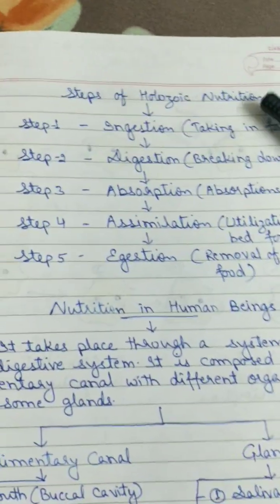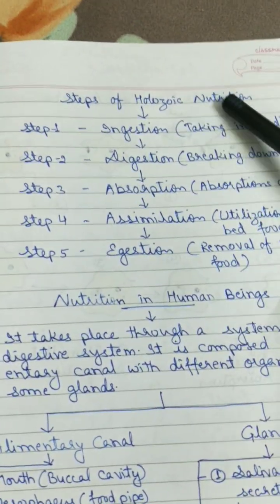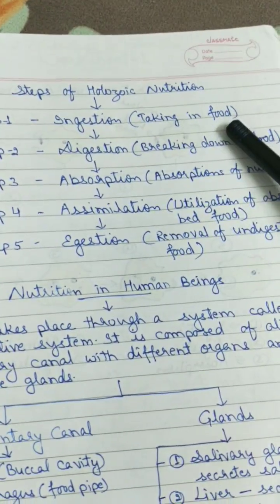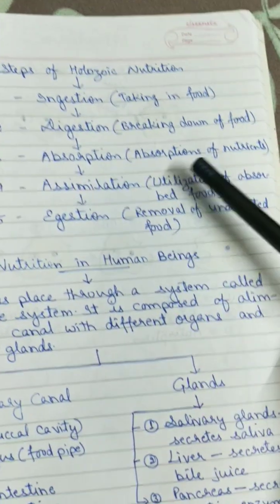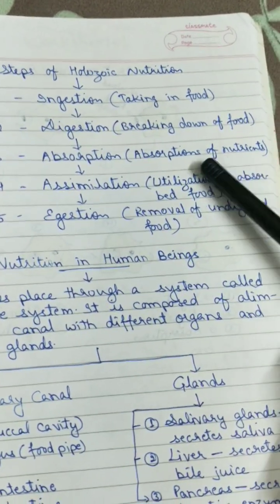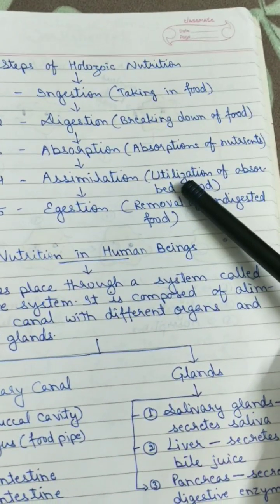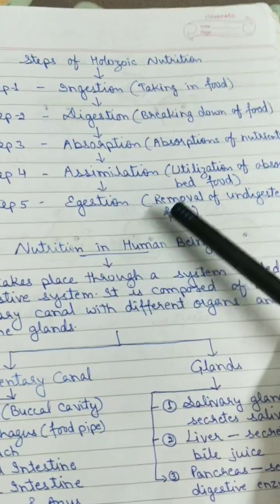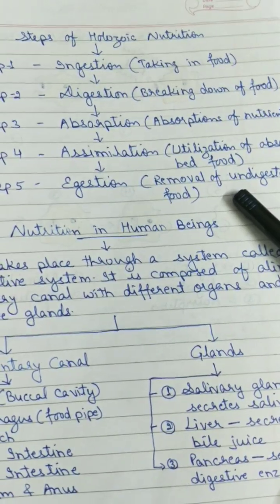In Holozoic nutrition, 5 steps are there, right? Holozoic nutrition takes place in these 5 steps. Ingestion, means taking in food. Digestion, that is breaking down of food. Absorption of the nutrients, that is getting absorbed in the blood. Assimilation, that is the utilization of the absorbed food. And last, egestion: whatever undigested food or waste material is left, that is removed from the body.